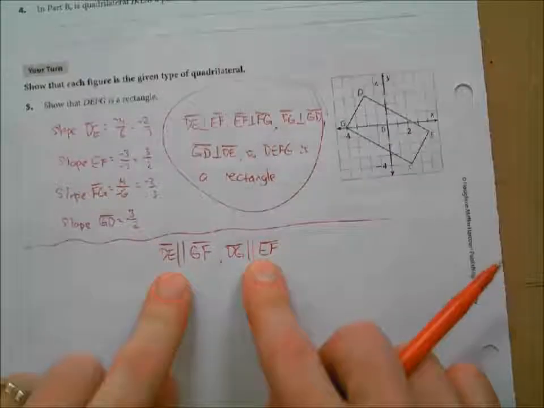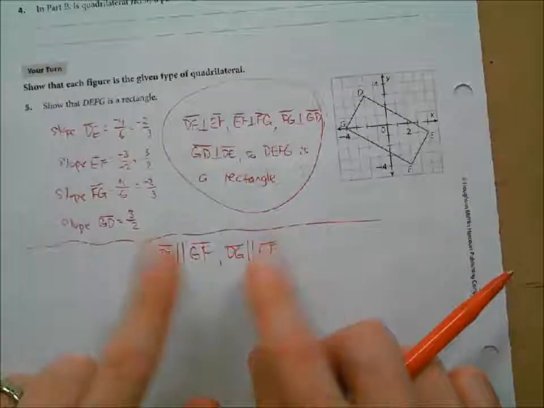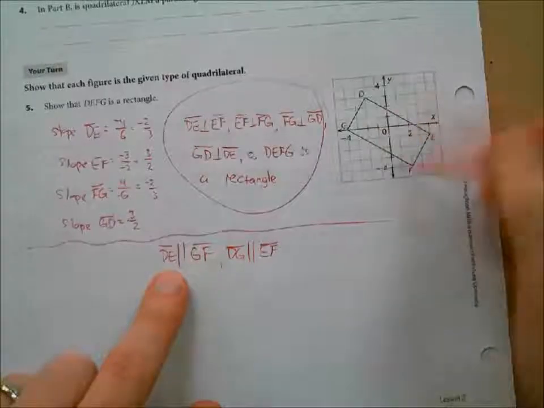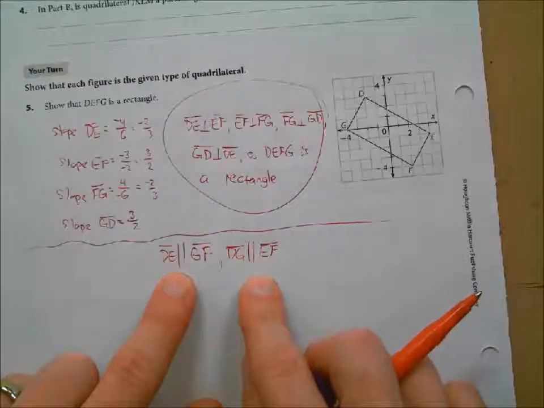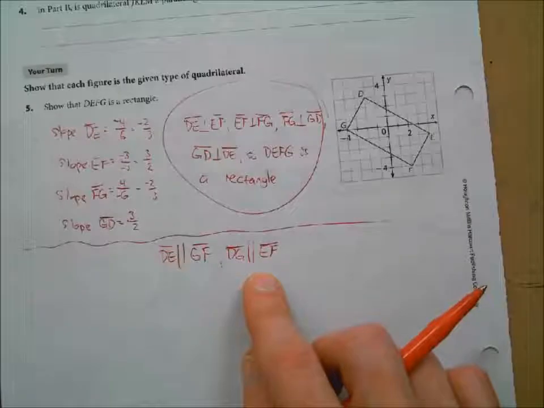So now we have this statement. What does this tell us? What does this identify our shape as being right now? Just a parallelogram, right? Okay, so far so good. But Liam, what's the next step?